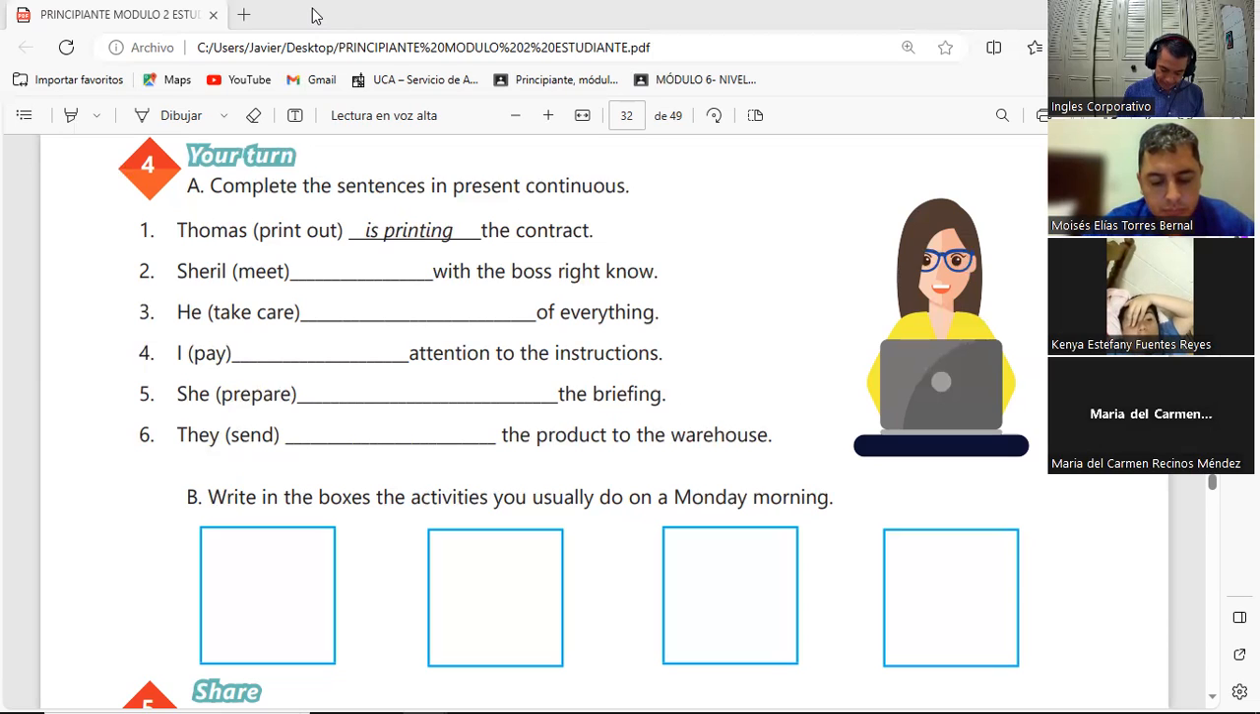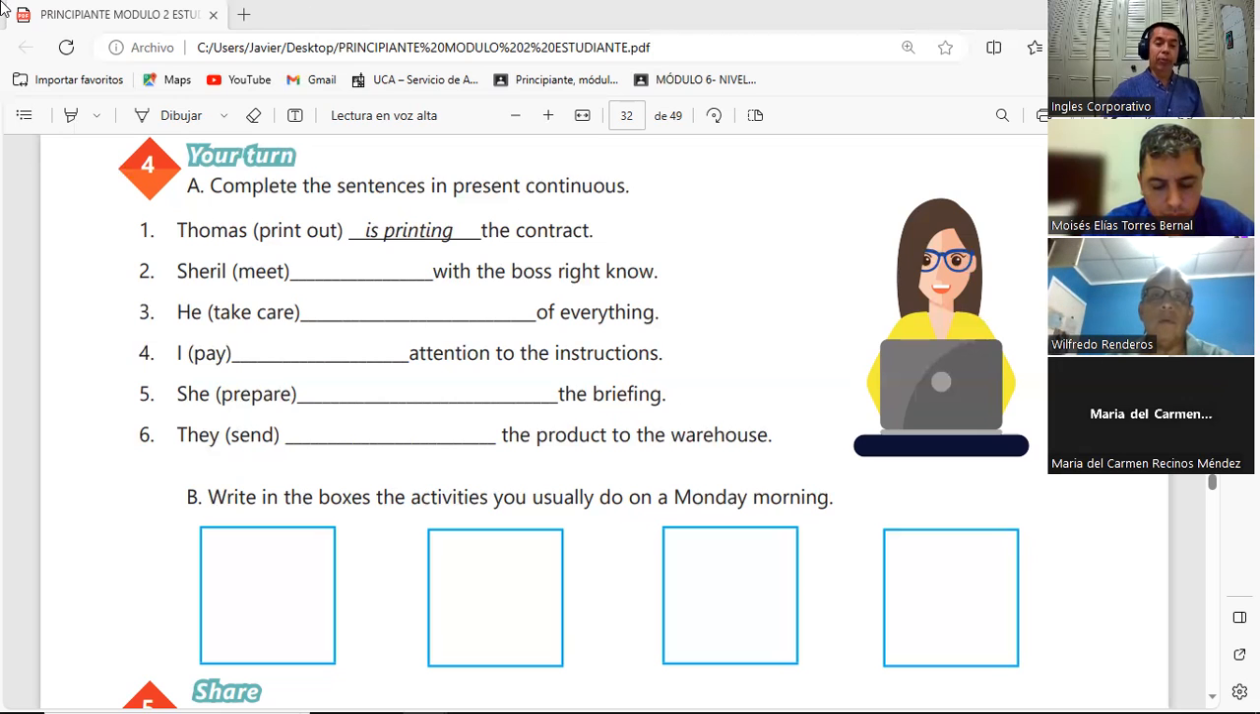Wilfredo? Present, teacher. Can you participate, Wilfredo? Yes. Excellent, very good. Thank you. William? Present. And Wilmer? Good.